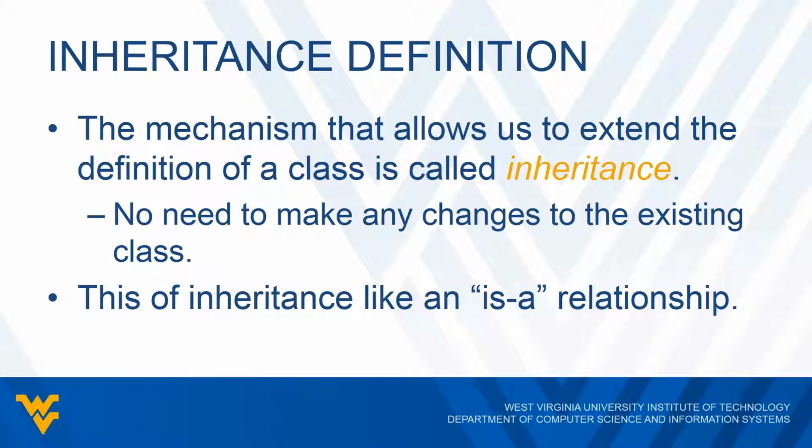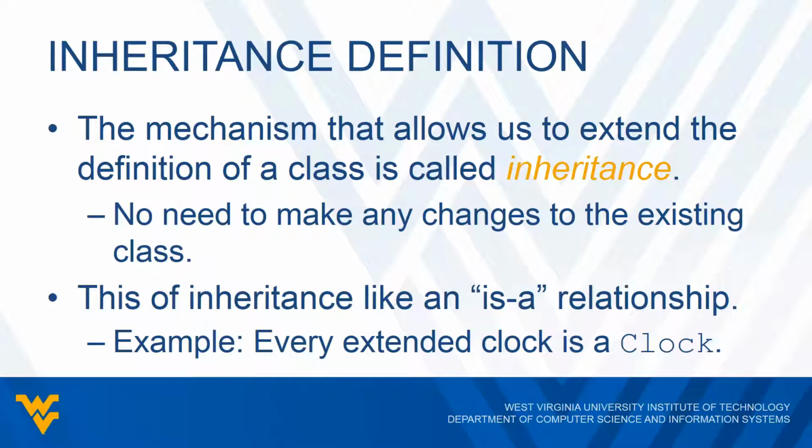A way you can think of inheritance is as an "is a" relationship. We have this extended class, and we're basically saying that it is a previous class. Just to give an example with the clock class, every extended clock is a clock. So whenever we create a new class, every new class is the same thing as the old class. It's just we're going to add some new stuff to it.